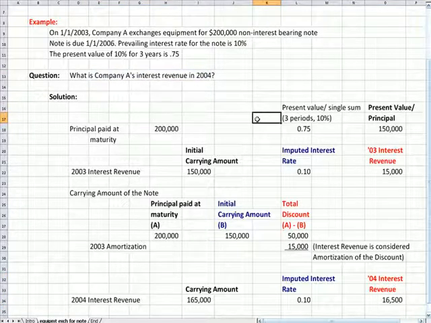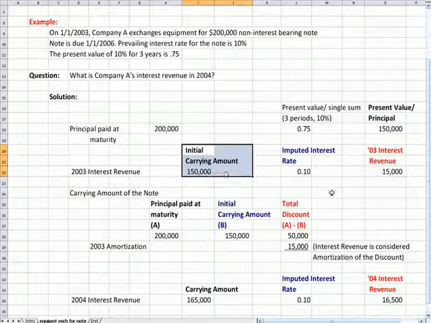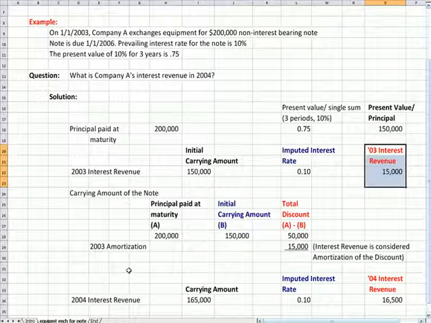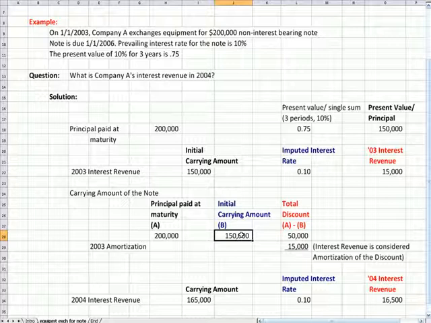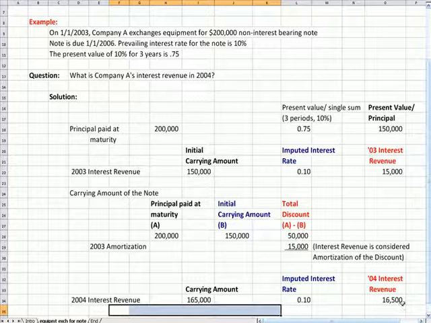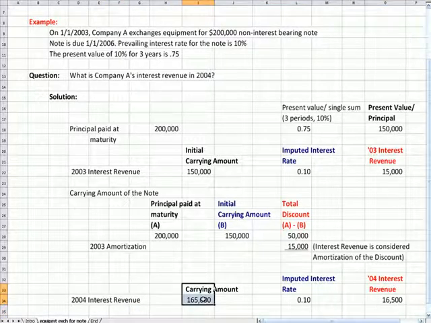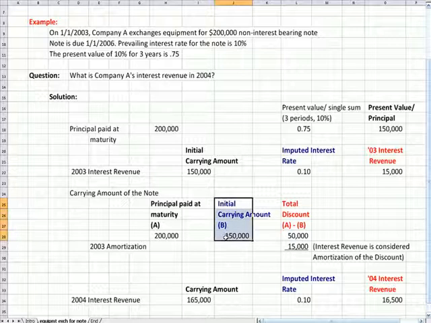So there's several steps to this type of question. The first is you multiply the principal amount times the present value to get your starting point for initial carrying amount. When you compute revenue in any period, that same dollar amount of revenue becomes your amortization. You add the amortization to the prior period's carrying amount to get a new carrying amount. You multiply the new carrying amount times the same imputed interest rate, you're going to get the next year's interest revenue, which will also be the 04 amortization. The $16,500 will get added to the carrying amount to give you the 05 new carrying amount.